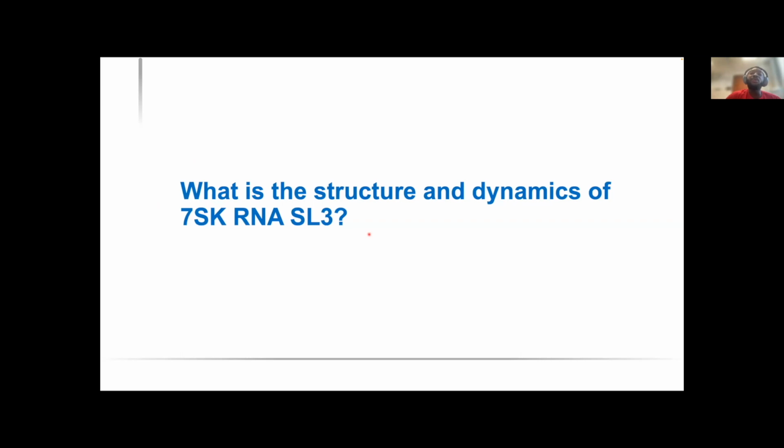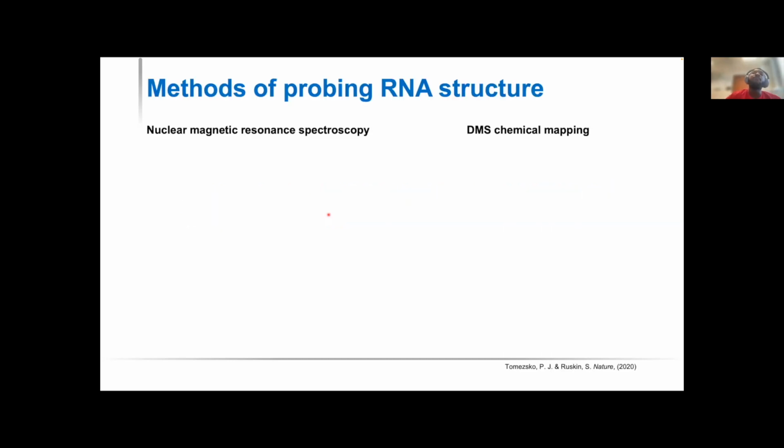So our main question was, what is the structure and dynamics of stem loop 3? Like I mentioned, there's been a lot of studies on stem loop 1 and stem loop 4, which are the PTFB assembly areas. But when it comes to the PTFB release areas, there hasn't been a lot of studies done. So our goal was to determine the structure and dynamics of 7SK stem loop 3. To do this, we use mainly two different methods, the first being nuclear magnetic resonance spectroscopy. Talbot alluded to this a little bit, but NMR is really a great tool to probe RNA structures. And orthogonally, we also employ DMS chemical mapping in order to understand the secondary structure of RNA.